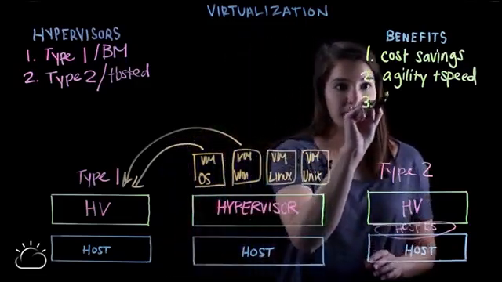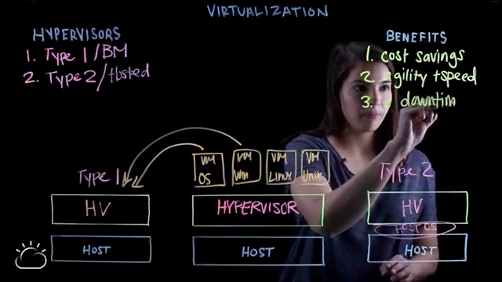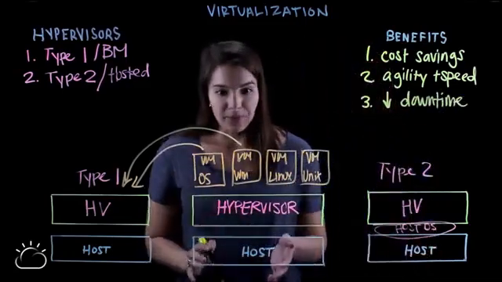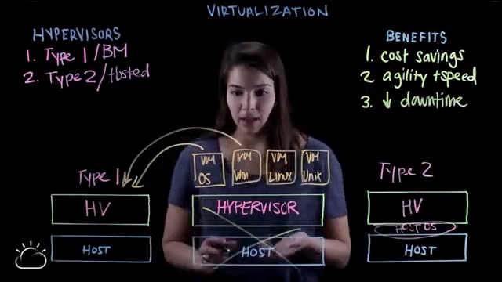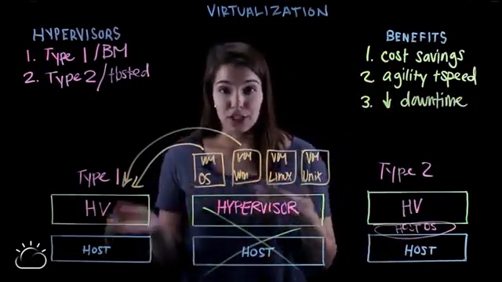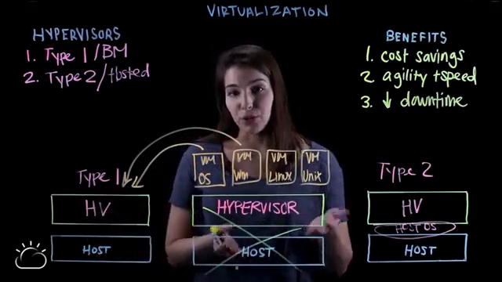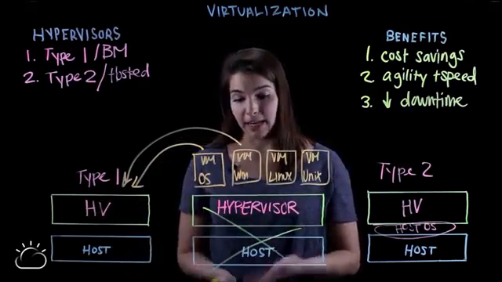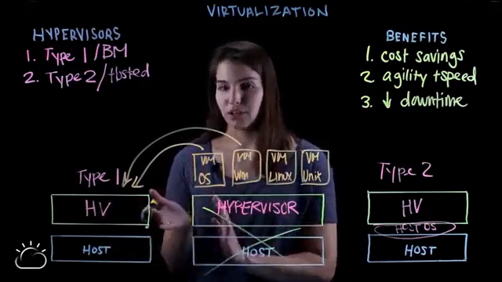And three, lowers your downtime. So let's say that this host goes out unexpectedly. The fact that you can move virtual machines from one hypervisor to another on a different physical server means that you have a great backup plan in place, right? So if this host goes down, you can simply move your VMs very quickly to another hypervisor on a machine that is working.